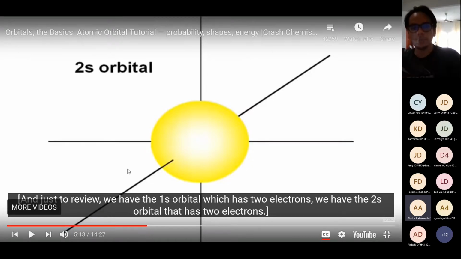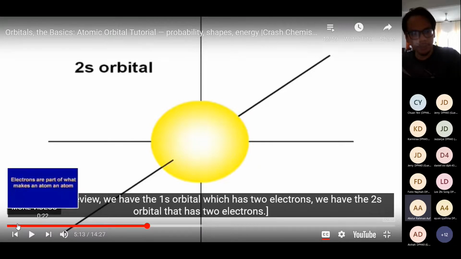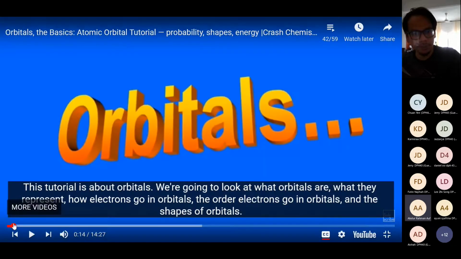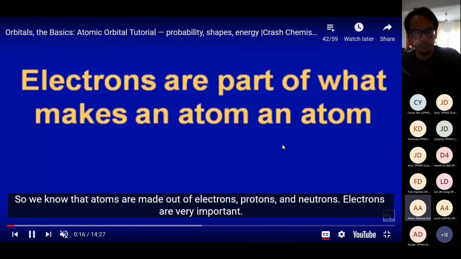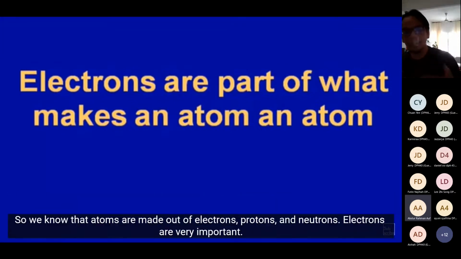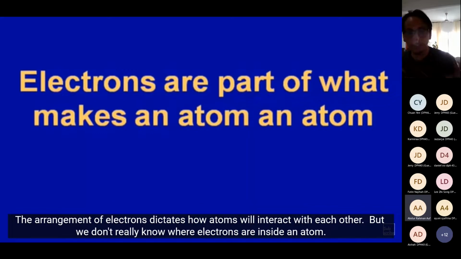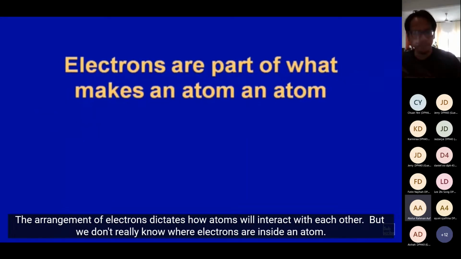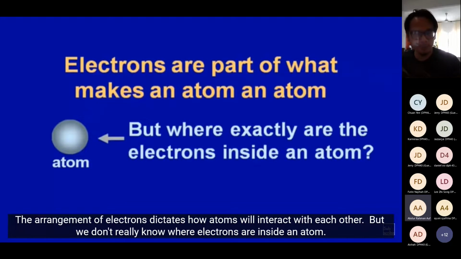Okay, so in this video, basically what it says from the beginning, I want to go through what it says here. So what is an orbital? So here it says electrons are part of what makes an atom an atom. So the role of the electron is very important. Without electrons, we would not have atoms. And that makes everything not exist. Okay, which is the beauty of what everything is.